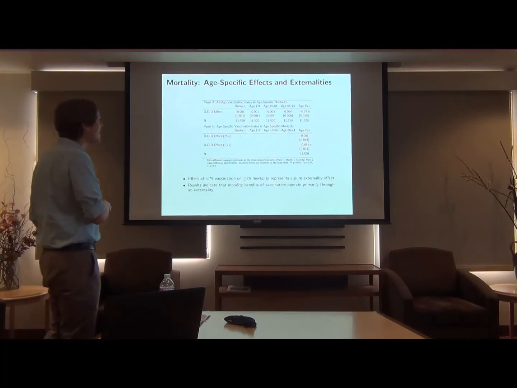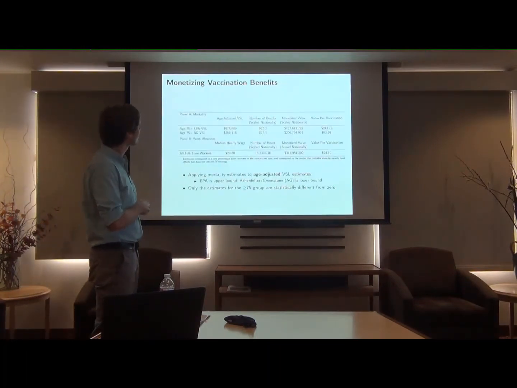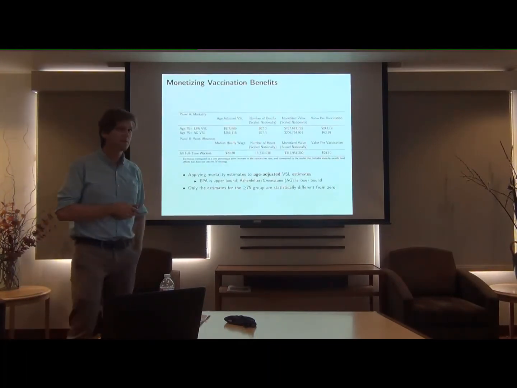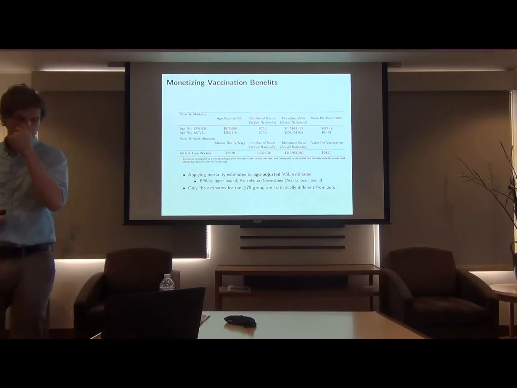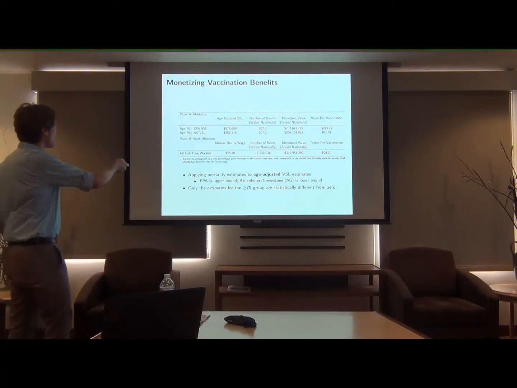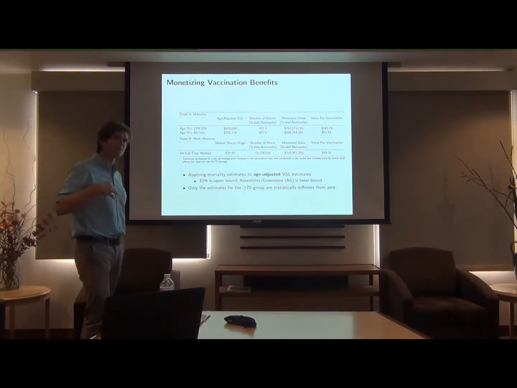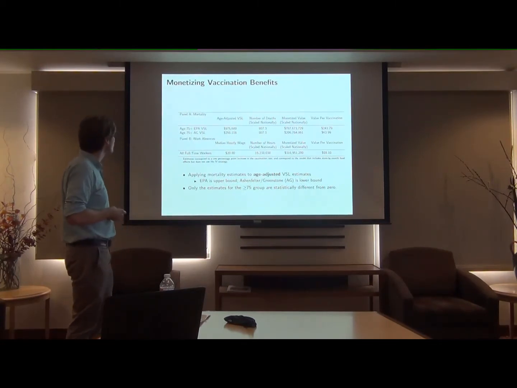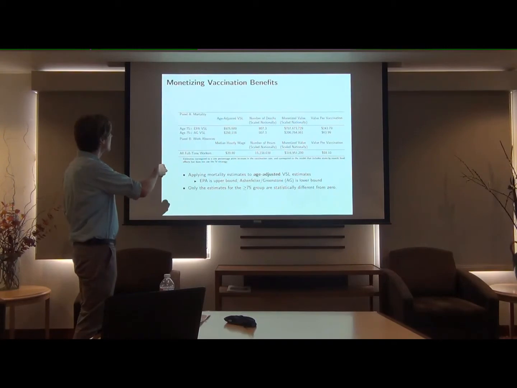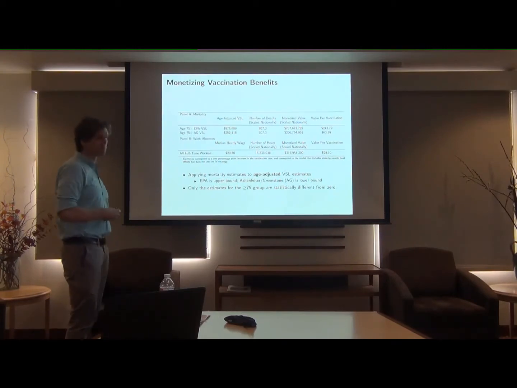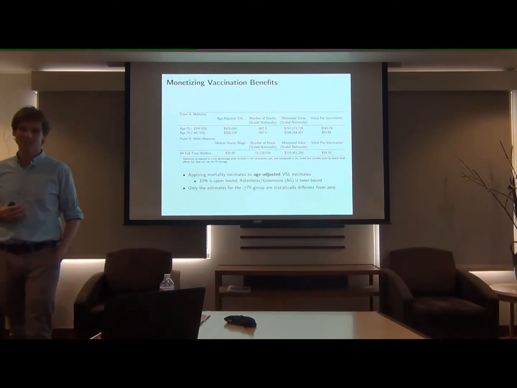Okay, last slide on this part of the analysis. Thinking about monetary benefits here, all right? So I'm going to be thinking about trying to come up with a value per vaccination for the benefits of mortality and for work absences. So for mortality, I'm going to use a value of statistical life, basically, okay?